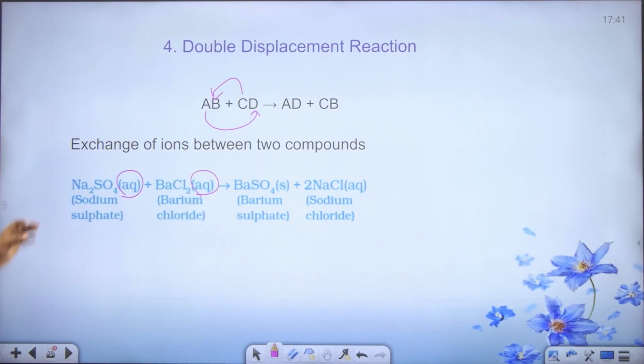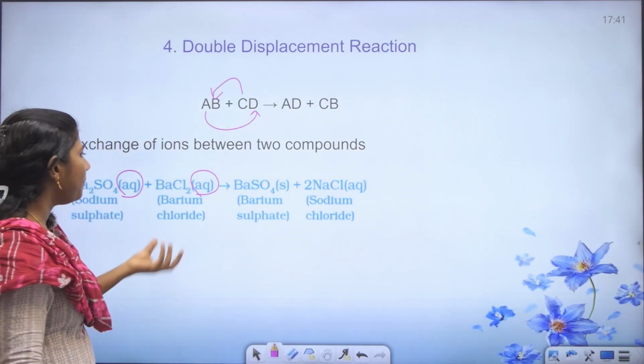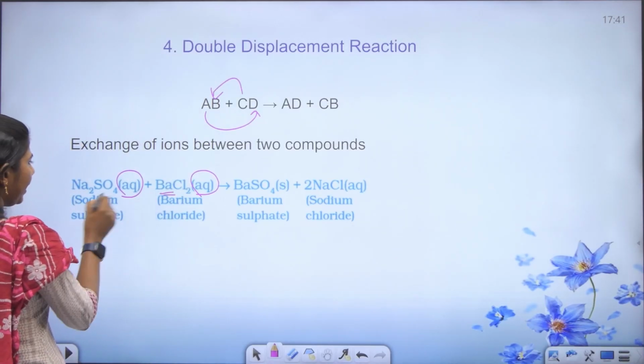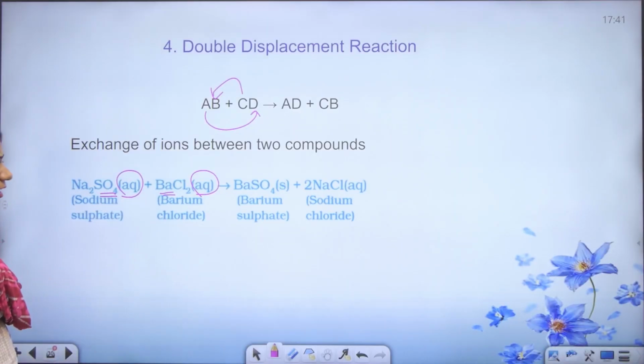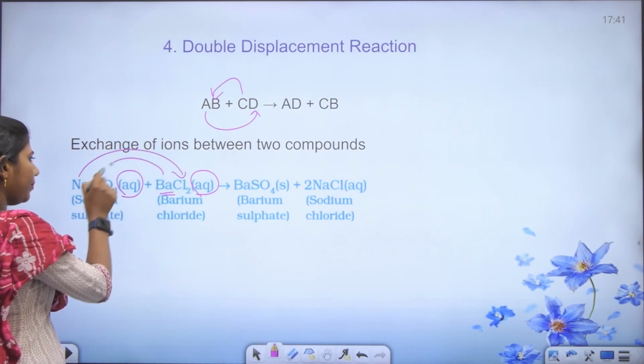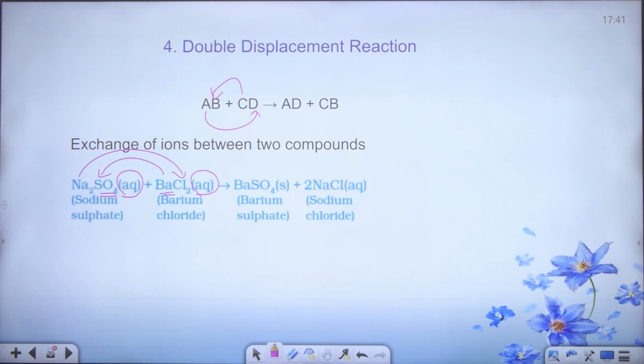Sodium sulfate reacts with barium chloride to form barium sulfate and sodium chloride. Cations and anions are exchanged. Barium combined with the sulfate and sodium combined with the chloride ion to form barium sulfate and sodium chloride. This type of reaction is called a double displacement reaction. Okay.